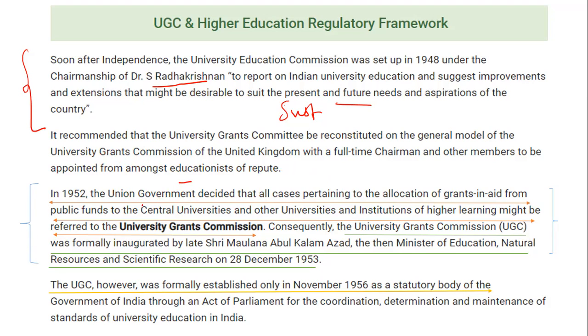So in 1952, the Union government decided that all the cases, now this was again a statement question, so you should know, in true or false also it was, and under reason and assertion also it was. All the allocations were decided to be under one body, that is UGC. UGC was formally inaugurated in the year 1953, and UGC was established as a statutory body in 1956. So on this particular slide, definitely statement questions are there. But as I said, from the next lecture I'll be starting with UGC itself.